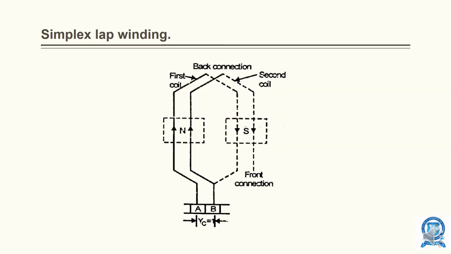So this is the diagram, a circuitry representation of a lap winding. The name comes from lap meaning one overlaps another. You can see that if you take two commutator segments A and B, each coil is connected to the corresponding commutator segments.